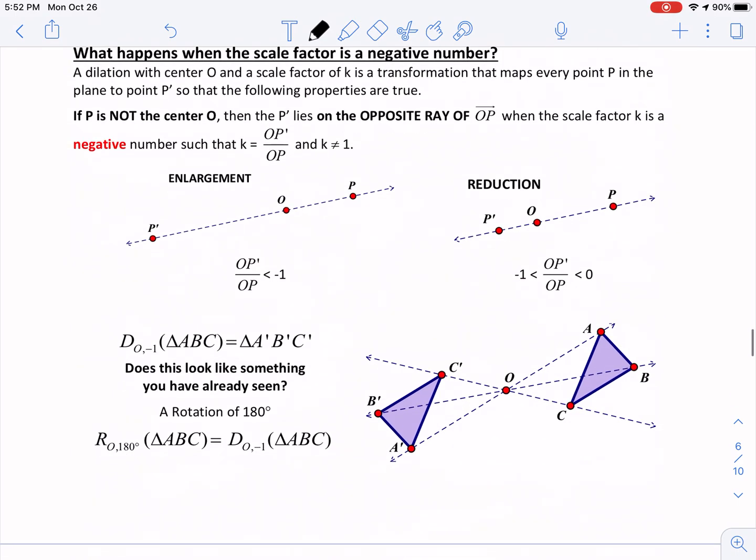Okay, now the next thing I want to look at is what happens if the scale factor is negative. A dilation with the center of O and a scale factor of k is a transformation that maps every point P to a point P prime. Now if P is not on the center of O, then P prime lies on the opposite ray of OP. All this is saying, guys, if we're dealing with a scale factor that is negative, it just goes in the opposite direction, okay? So if we have OP and we're trying to enlarge the distance of OP by a negative scale, then it would enlarge in the opposite direction, okay?